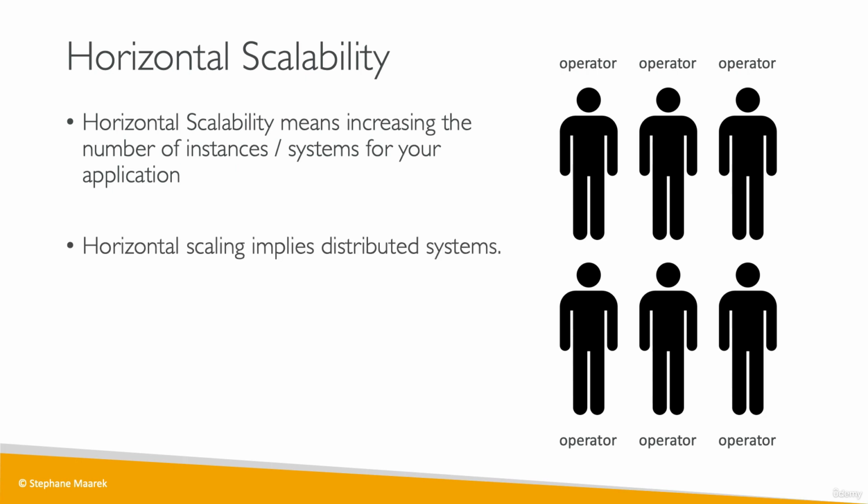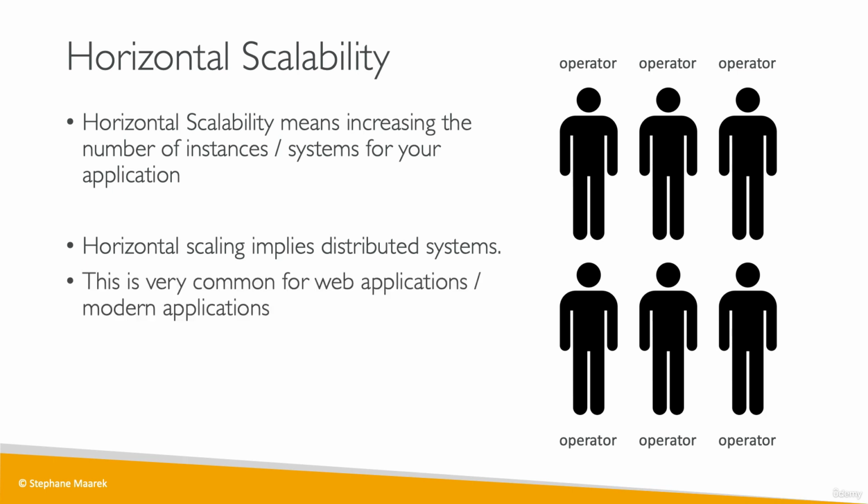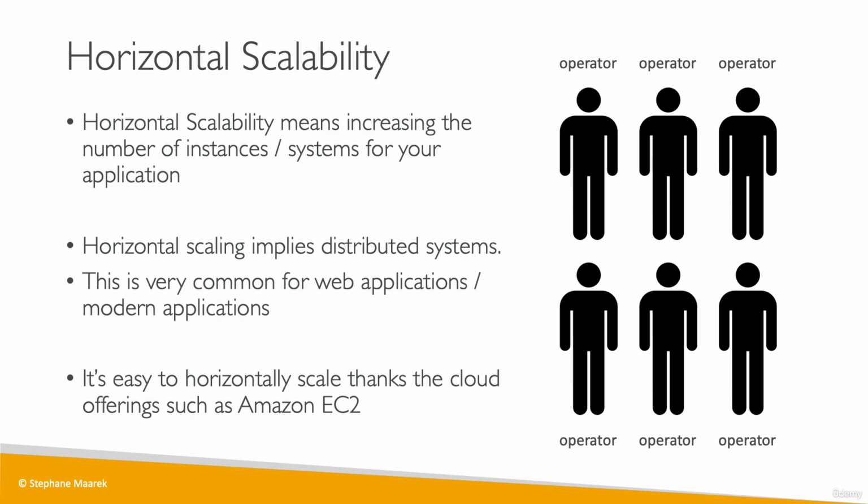So when you have horizontal scaling, that implies you have distributed systems. And this is quite common when you have a web application or a modern application, but remember that not every application can be a distributed system. And I think it's easy nowadays to horizontally scale thanks to the cloud offerings such as Amazon EC2, because we just right click on the web page and boom, all of a sudden we have a new EC2 instance and we can just horizontally scale our application.